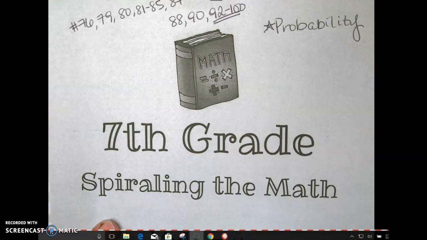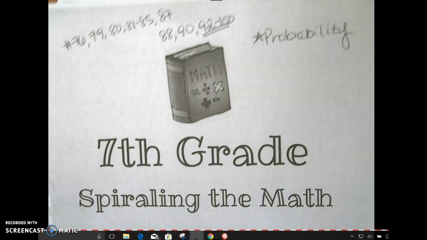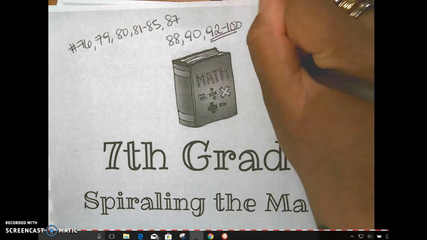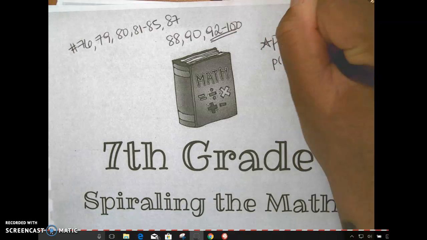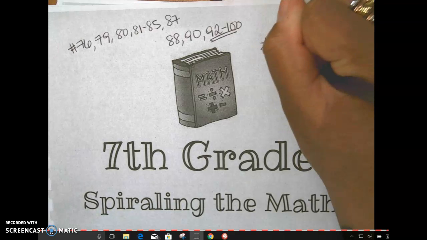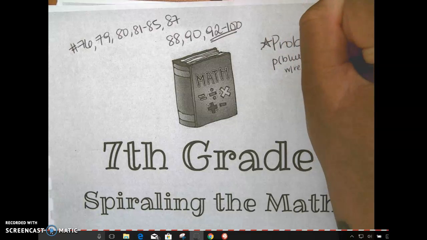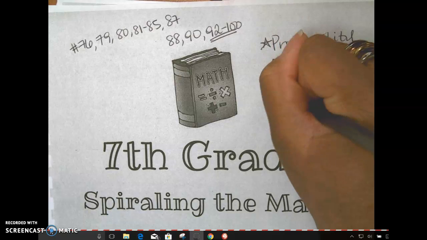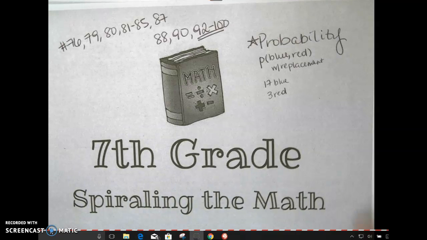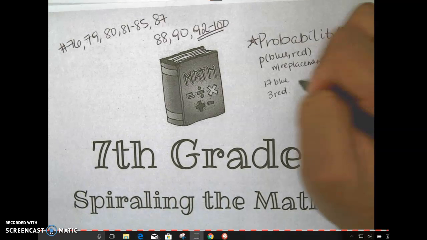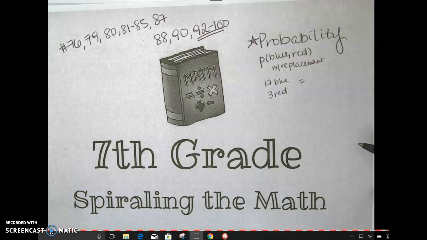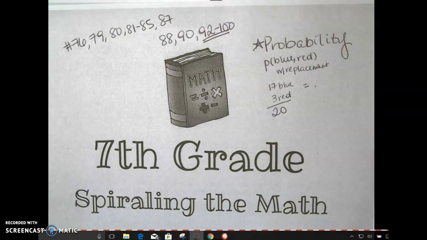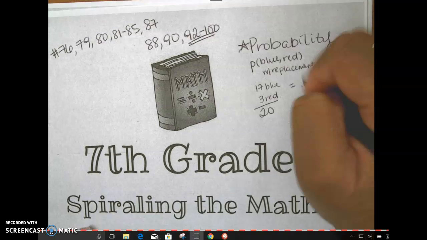When you have compound probability, what are we supposed to do? For example, if it says probability of a blue, then red with replacement. Let's say there's 17 blue and 3 red. What am I supposed to do? You have to find the denominator. What's my denominator? 20. Then what? 17 out of 20. Cool.